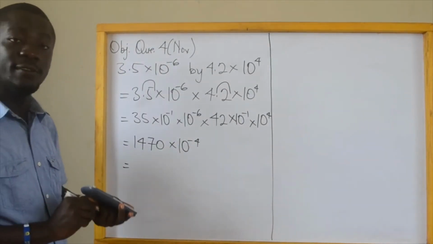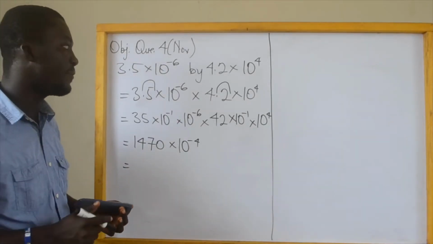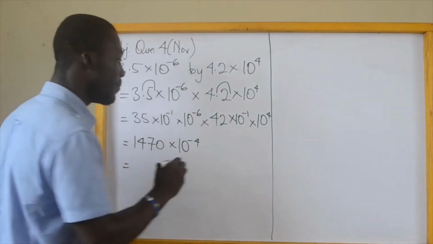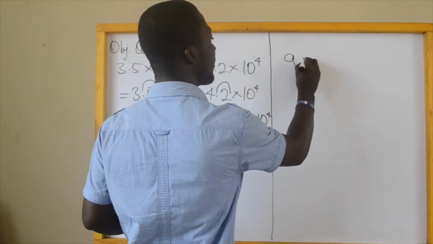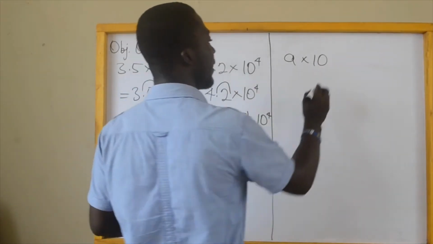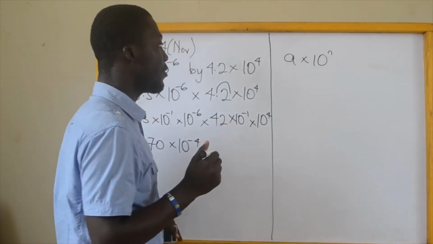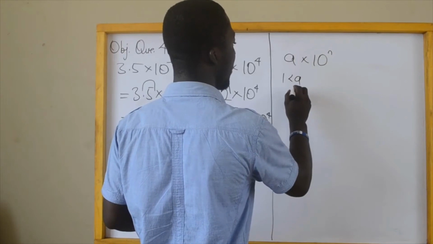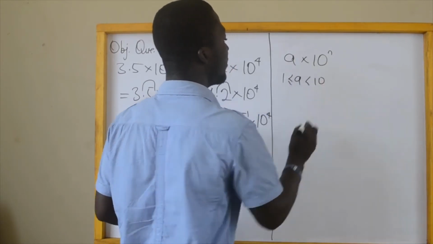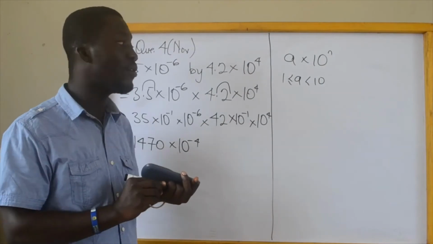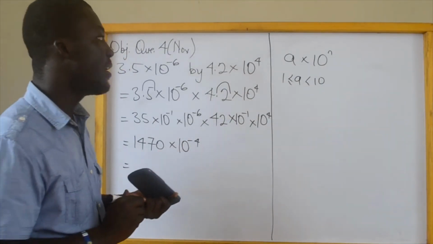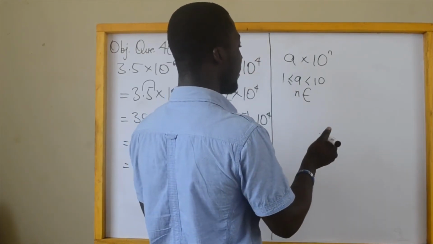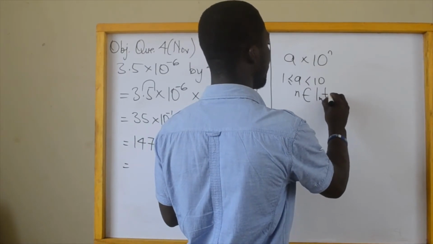The question said we should leave our answer in the standard form, and to leave our answer in the standard form should be in the form A times 10 raised to the power n, where the values of A will be in the interval 1 and 10. So interval 1 is less or equal to A, which is less than 10. And the values of n will be elements of integers, the set of integers.